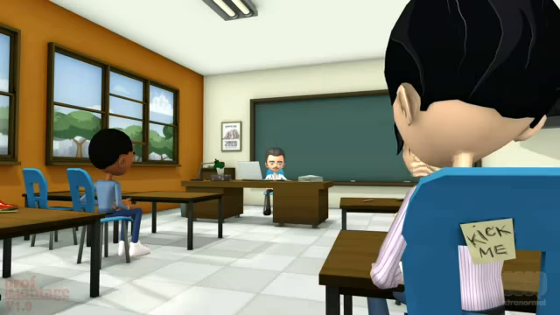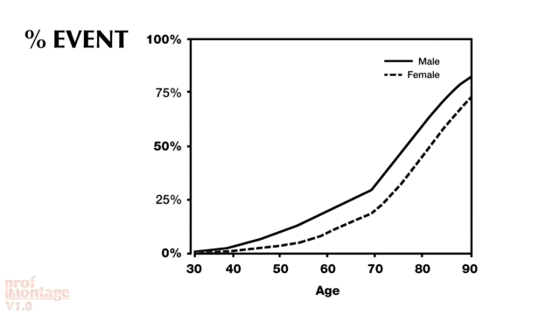Give us an example. Look at the graph. These are population data from Australia in the 1990s. What's the y-axis? The probability of having a coronary event cumulated over time. The x-axis is age. There are different curves for each sex.